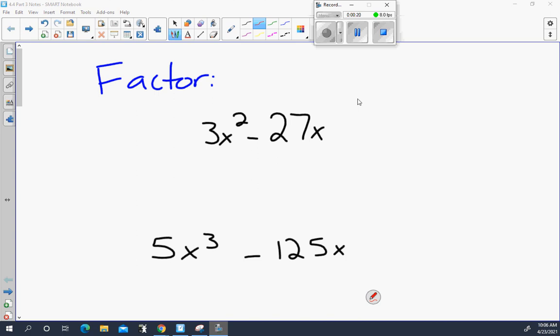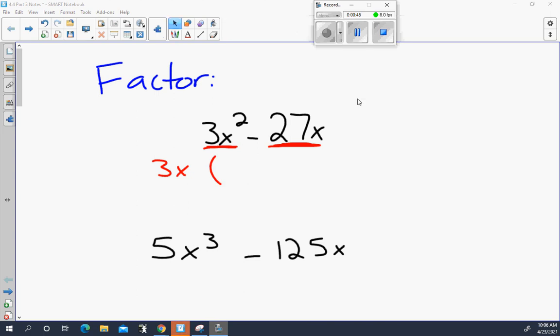Well, I take out what they both have in common. This has a 3x squared. This has a 27x. I always look at the number first. Can I take out a 3? Yes, I can. Because 3 is divisible by 3, and 27 is divisible by 3. And they both have at least one x attached to it. So I can take out a 3x.